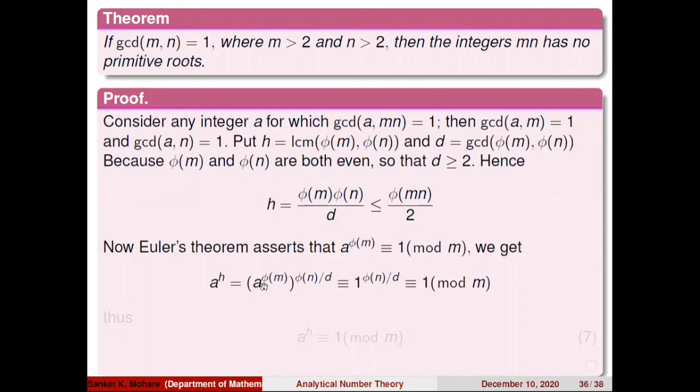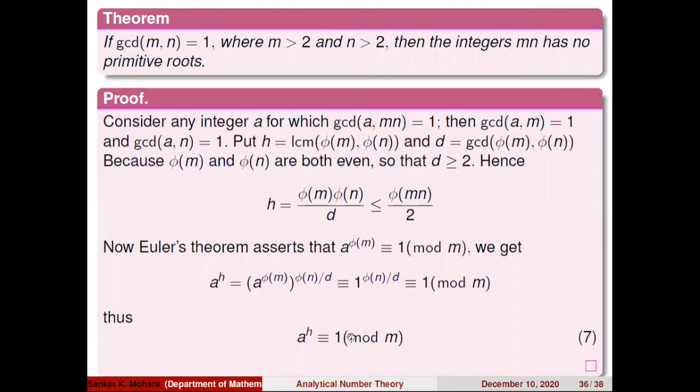So a to the power phi of m into phi of n divided by d. But a to the power phi of m is congruent to what? 1 by Euler's theorem. That's why its value is 1. So this is congruent to 1 to the power phi of n divided by d. 1 raised to anything is 1. So this is congruent to 1 modulo m. So what we obtained: a to the power h is congruent to 1 modulo m. Call this equation number 7.